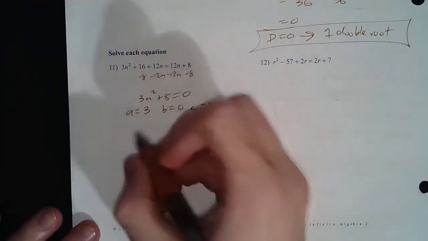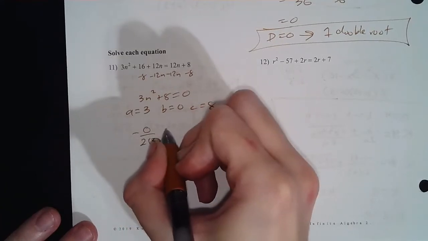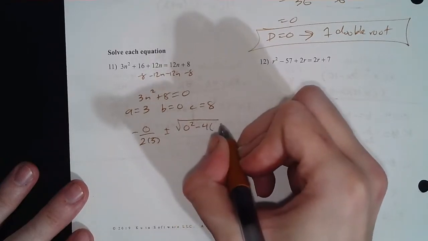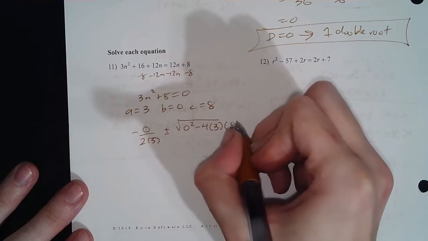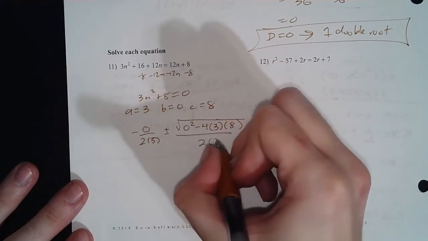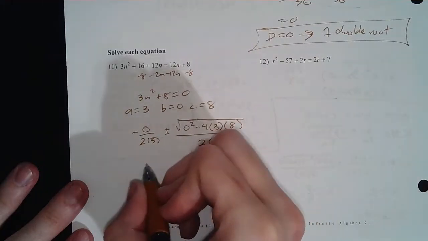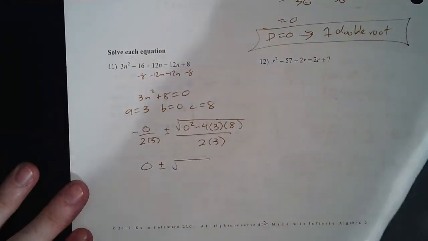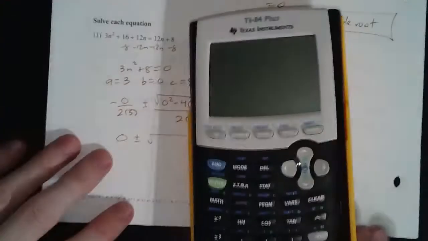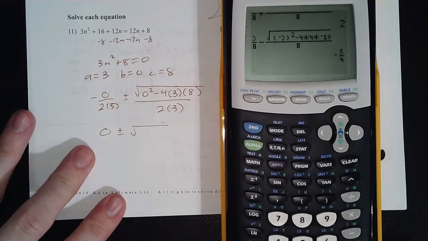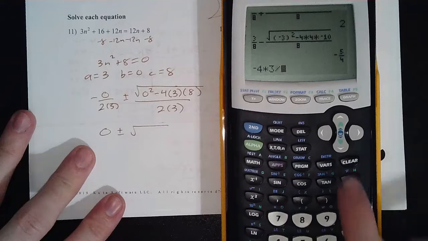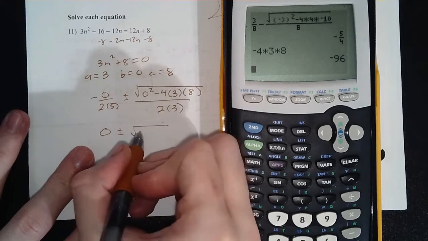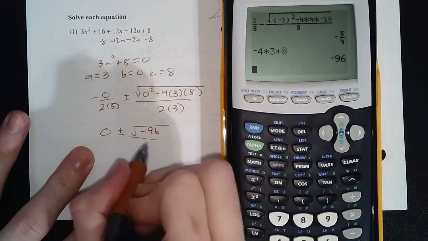And yeah, so we got negative 0 over 2 times 3 plus or minus the square root of 0 squared minus 4 times A times C, all divided by 2 times 3. So that's going to give me 0 plus or minus the square root of, well, okay. Now I got to do this in my calculator. So we got negative 4 times 3 times 8. It's negative 96. And then 2 times 3 is 6.